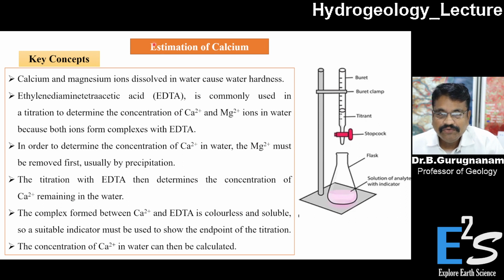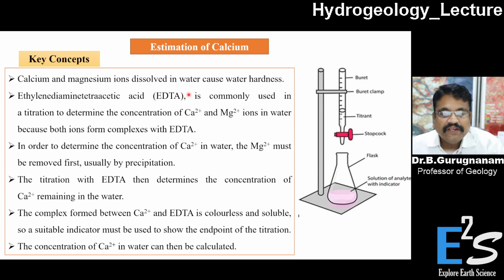And we will see how the estimation is done. As you know from your schooling, this is the burette, this is the clamp which is used to hold your burette, and this is the titrant, with different levels marked. This is the stopcock, and you have a flask to collect your samples, and then you add the solution of analyte with indicator, and this is how we do it.